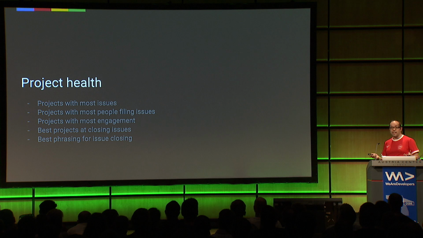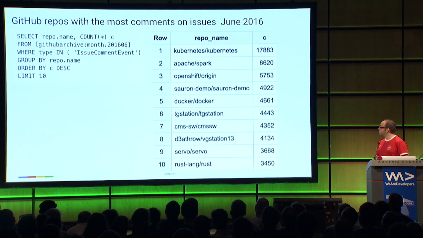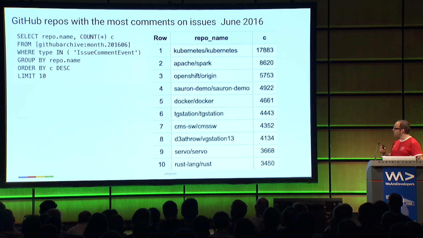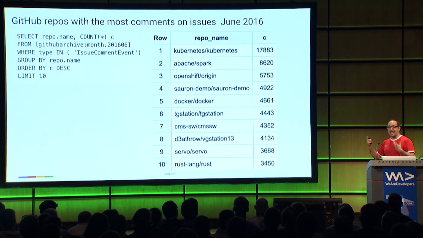Project health. What projects are more healthy? Here I'm counting the projects that had the most number of comments on issues on June 2016, just to pick any month. And you can see, the top project that month was Kubernetes, followed by Spark, followed by OpenShift, followed by Sauron Demo. Anyone knows that project? Again, adversarial metrics. Why is this project on top?